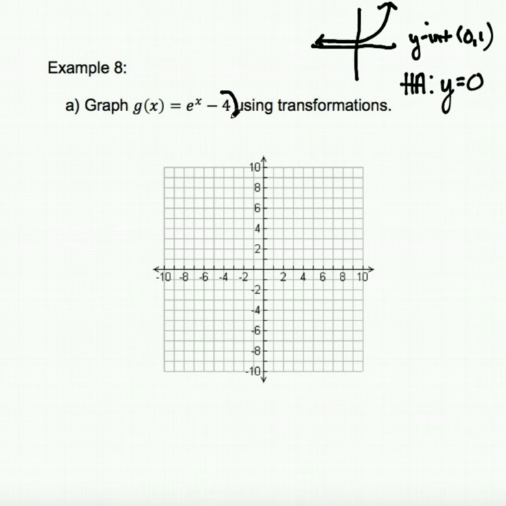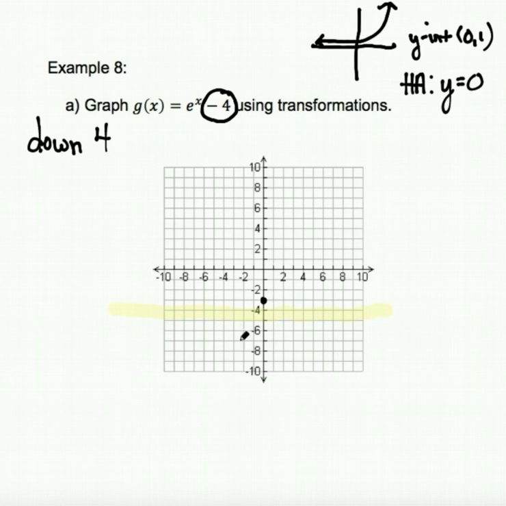Now, using transformations, this minus 4 is going to take my graph and shift it down 4. So that means my horizontal asymptote is going to shift down. It was at 0, now it's at negative 4. So I'm going to just do a little highlighted line to show you. So here, negative 4 is where my new asymptote is. And then my y-intercept has to also shift down 4. So if it was at 1 and I go down 4 units, I go down 0 to negative 1 to negative 2, my new y-intercept is at negative 3.